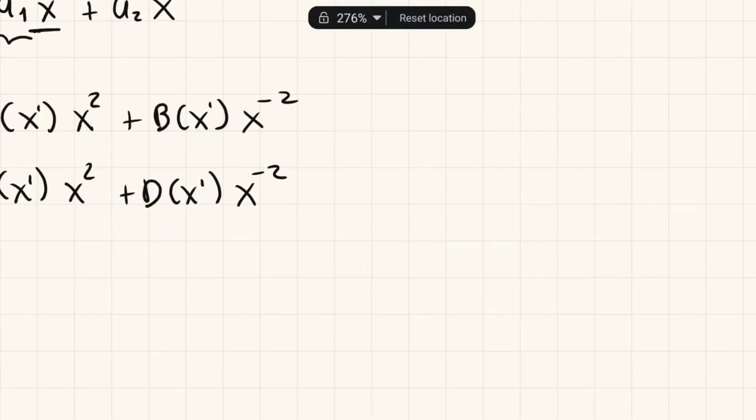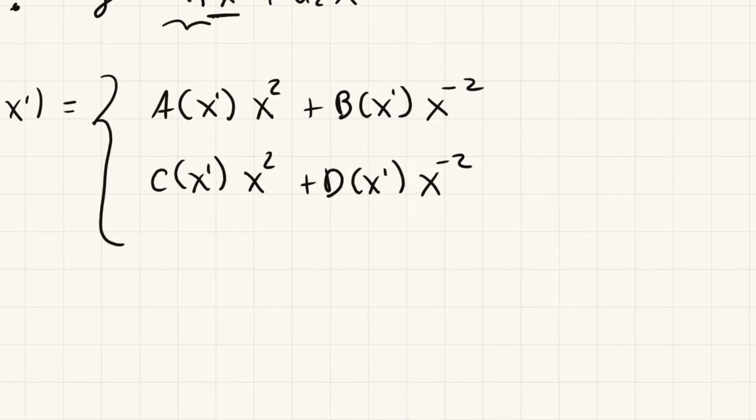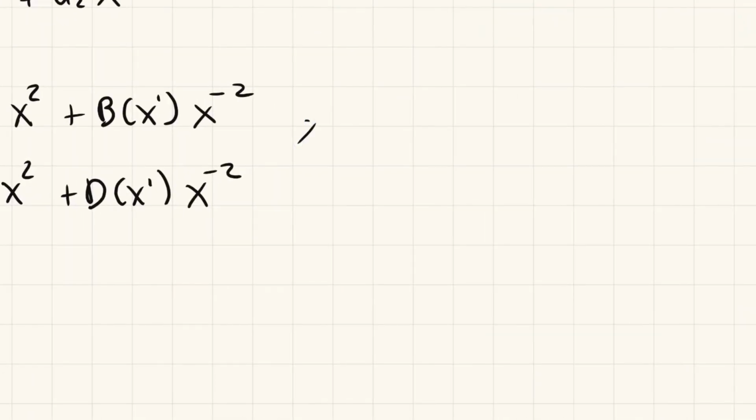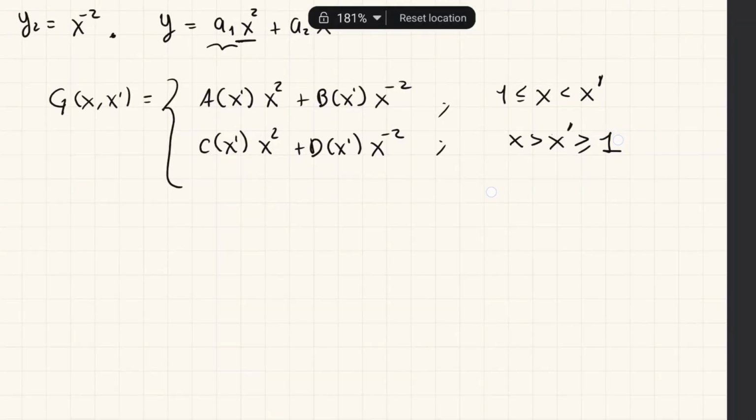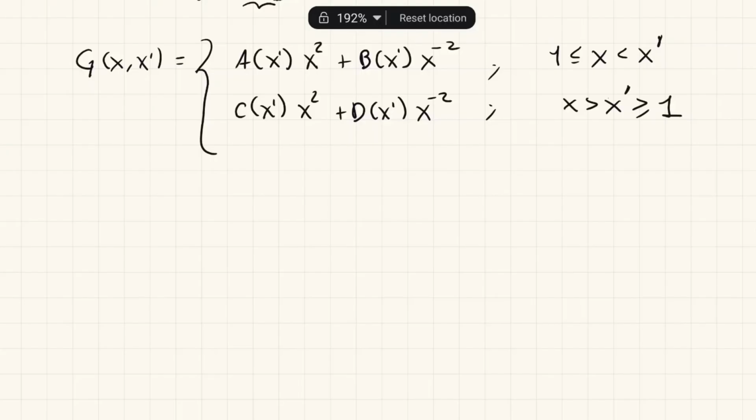Okay, so those are the conditions that we are going to use to finally find out what these functions a, b, c, and d are, which is actually the objective of this lesson. So from here, we are going to say that this definition applies for 1 less than or equal to x less than x', and the other one for x bigger than x', which is of course bigger than or equal to 1. So we split the Green function into two pieces, from the left of x' and from the right of x'. Okay, perfect.